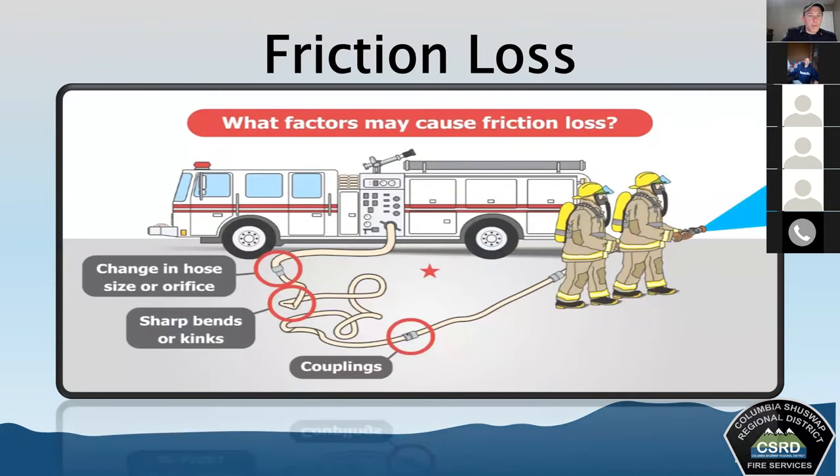Next part of fire hydraulics we want to talk about is friction loss. Friction loss is a decrease of pressure that occurs as the water moves through the pipe or hose. And it's caused by friction. It's caused by the water going through that pipe or hose.